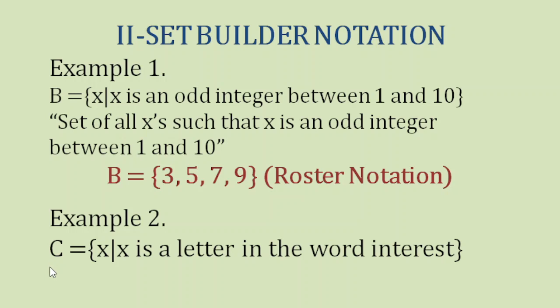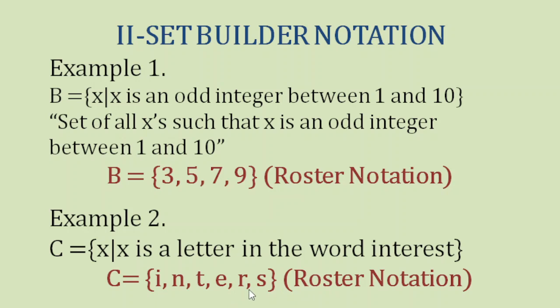Example 2. C is the set of all x's such that x is a letter in the word interest. So this is the roster notation. C equals {I, N, T, E, R, S}. So these letters come from the word interest without repeating a letter.